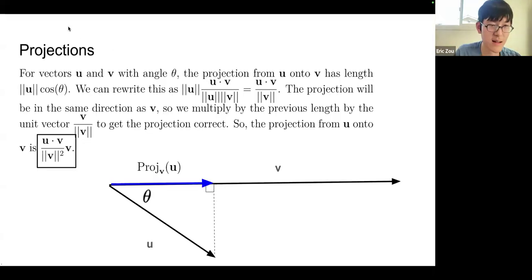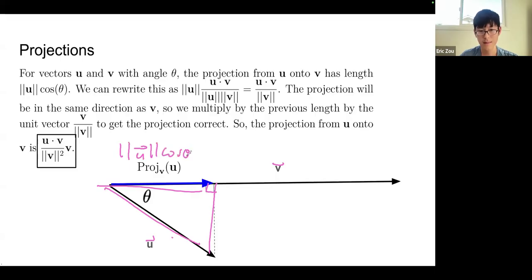Alright, so I'm going to give us the definite formula for a projection. Let's say these two vectors are u and v, and the angle between them is theta. From a geometric perspective, the length of the projection, or this blue arrow, if you draw this right triangle over here, is just the length of u times cosine theta. And we just learned what cosine theta is.